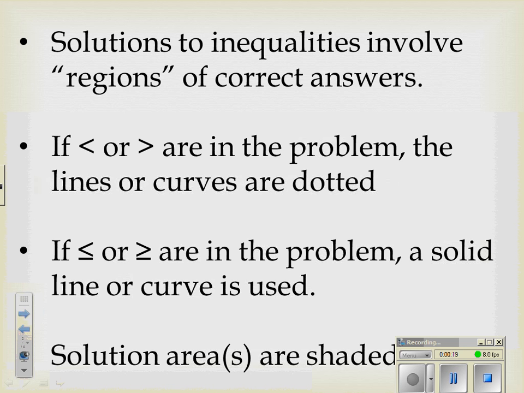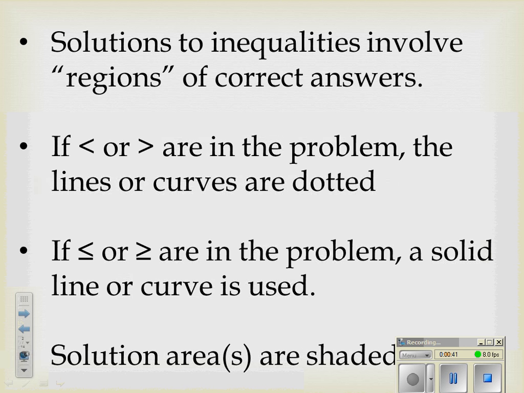So solutions to inequalities are different than solutions to equation systems or equations. Inequalities are going to have regions of correct answers. If you remember in the past, when you graphed a less than or greater than inequality, you had to shade where all of the solutions lie rather than simply putting the graph onto the plane.